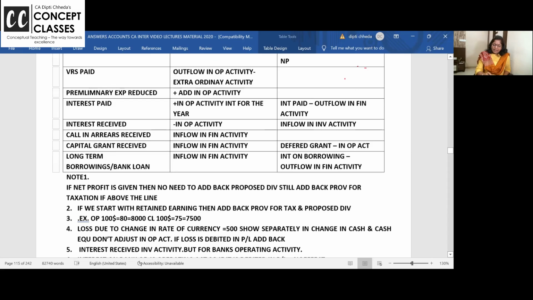VRS paid, voluntary retirement paid. Sometimes you pay the VRS, no? So take it as an extraordinary item in the operating activities. Preliminary expense: add back in operating activities. This one is super important: debenture interest paid. If you have debited it in the P&L account, add back debenture interest in operating activity.